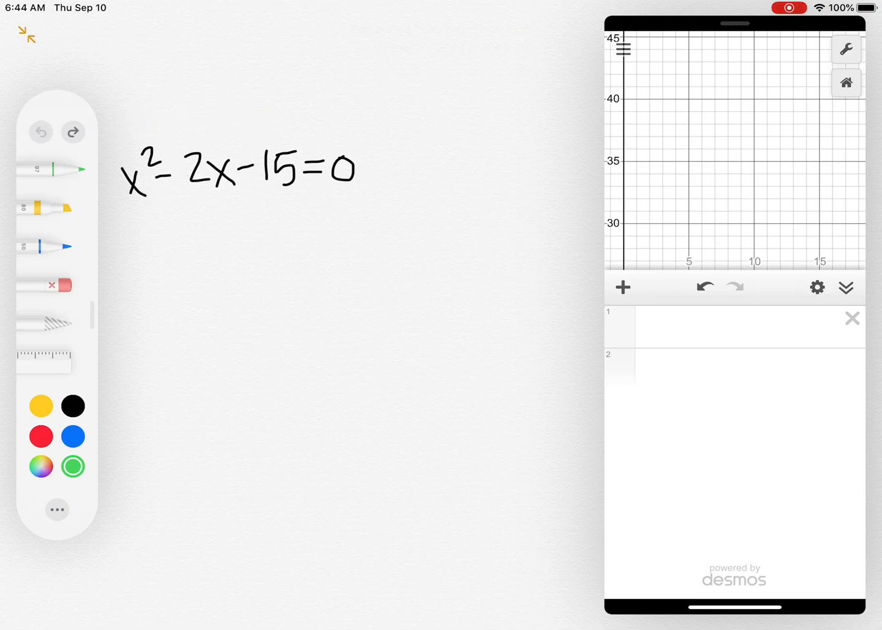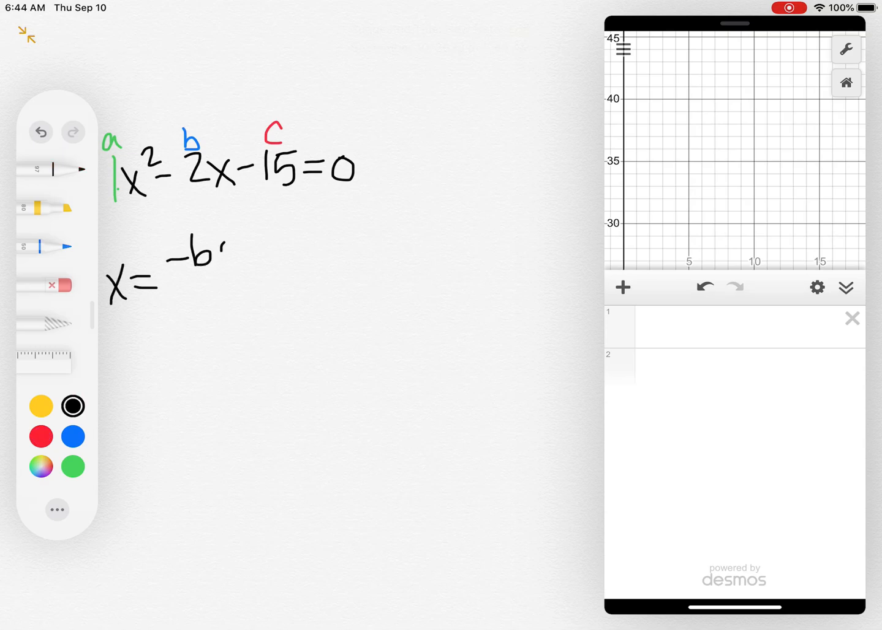So I can go ahead and label whatever my a, b, and c are. A for this problem is the number in front of x squared. Since you don't see a number there, our a is 1. B is the number in front of regular x, so in this problem it's negative 2. And c is the number term without any x's in it, so negative 15.